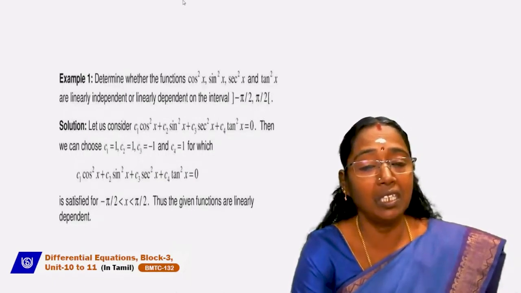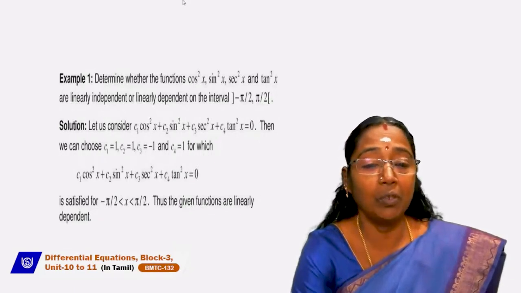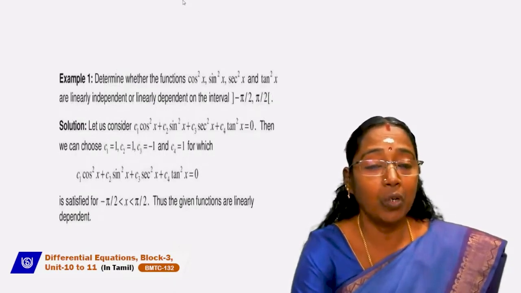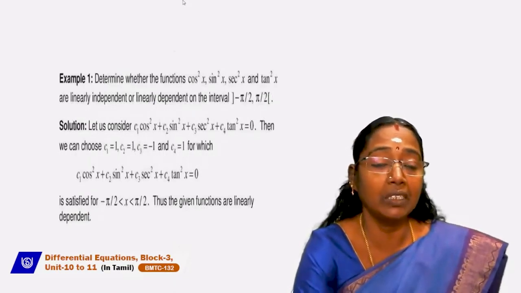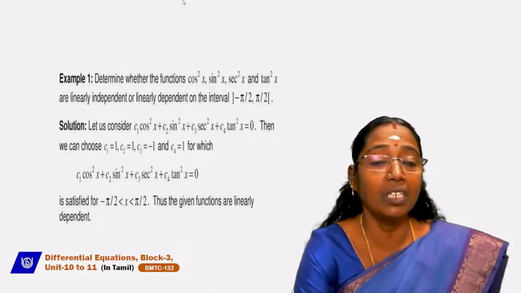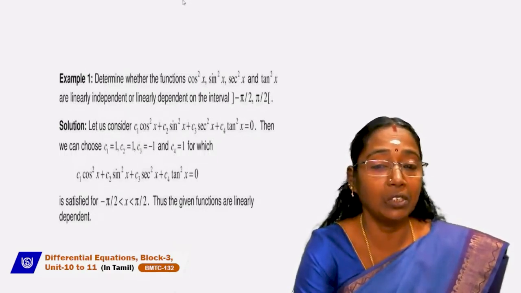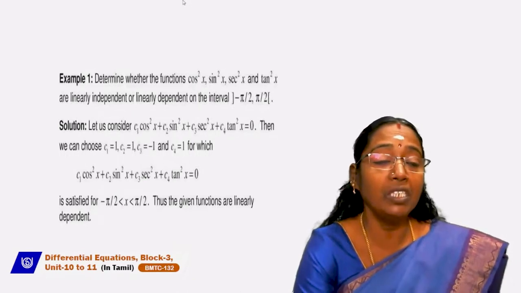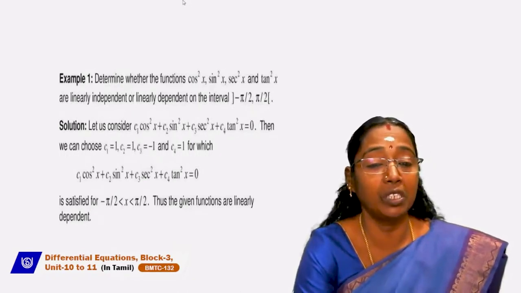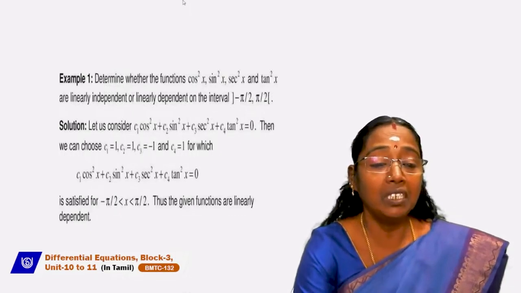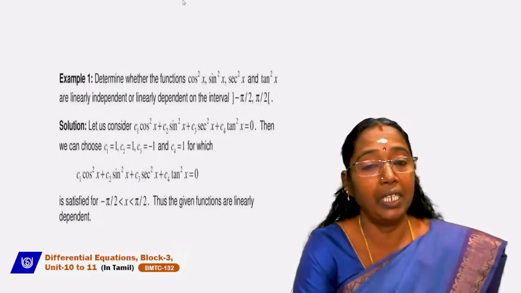And again, if you choose c3 equal to minus 1 and c4 equal to 1, you come across the value minus 1, by another identity. So this 1 and minus 1 join together to make 0. Therefore, the equation c1 cos squared x plus c2 sin squared x plus c3 secant squared x plus c4 tan squared x equal to 0 is satisfied by c1 equal to 1, c2 equal to 1, c3 equal to minus 1, c4 equal to 1, in the interval minus pi by 2 to pi by 2. Therefore, the constants are not all equal to 0, and the given functions are linearly dependent.